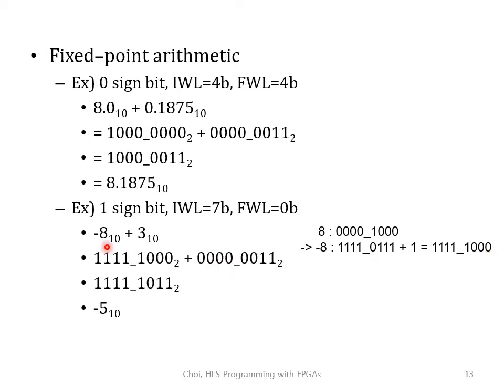So in binary, -8 plus 3 is going to be 11111000 plus 00000011. So the result is going to be 11111011. And if you convert this back into a decimal number, you can check that this number is actually -5 as expected. Okay. So if you need some time to go over these numbers, please pause the video now. Otherwise, please proceed to the next slide.